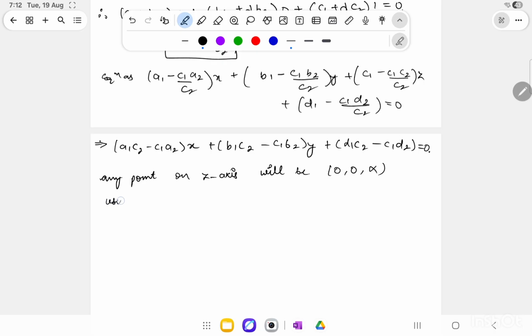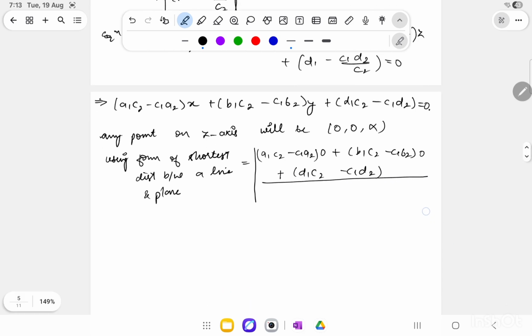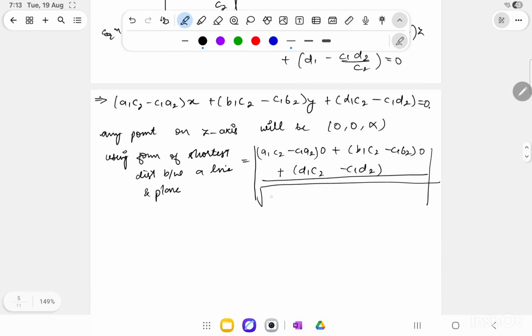Then using the formula for shortest distance between a line and a plane, since the z-axis is basically a line, my shortest distance between them will be (a1 c2 minus c1 a2) into 0 plus (b1 c2 minus c1 b2) into 0 plus (d1 c2 minus c1 d2), divided by under root (a1 c2 minus c1 a2) square plus (b1 c2 minus c1 b2) square.